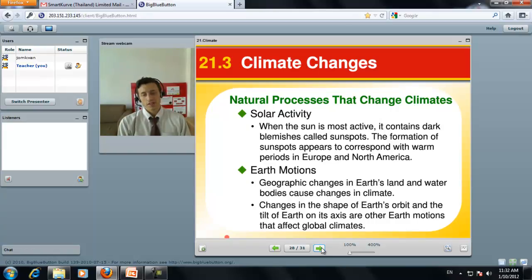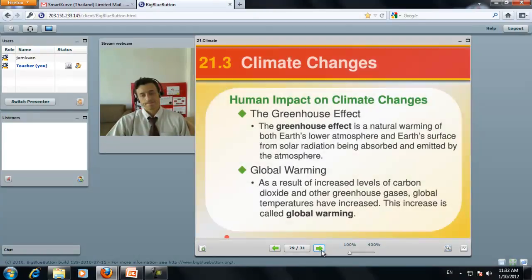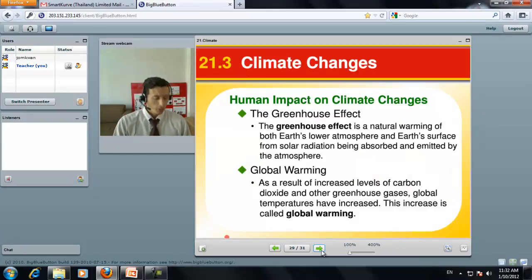The motions of the Earth. Geographic changes in Earth's land and water bodies can cause changes in climate. Changes in the shape of Earth's orbit and the tilt of the Earth on its axis can also affect climates. The greenhouse effect.